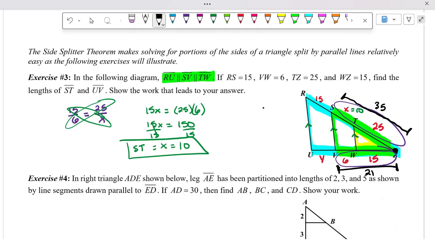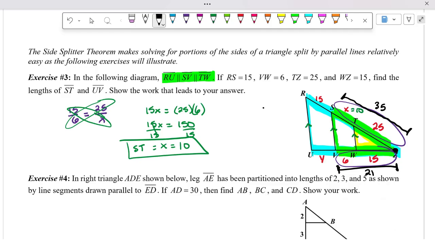I had to add up those two sides because in order for side splitter to work, I've got to have two sides that at least come together to make a point. So I have to use all of the green triangle. We used all of the yellow triangle for the first one and the bottom half of the green. Now I have to use all of the green for the second one and the bottom half of the blue. All right, does that make sense?